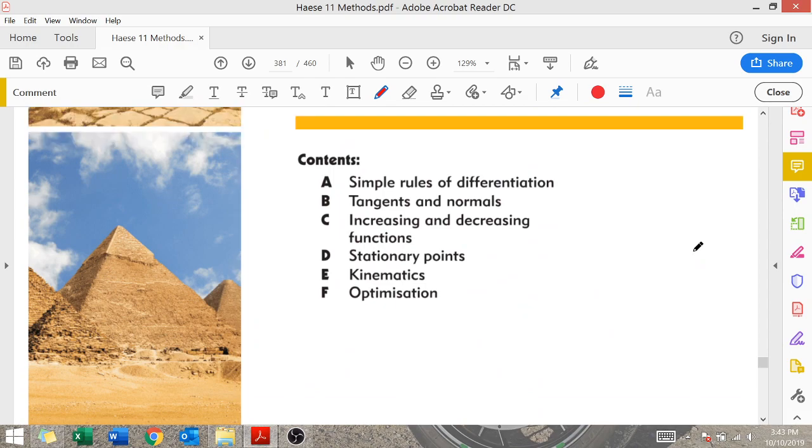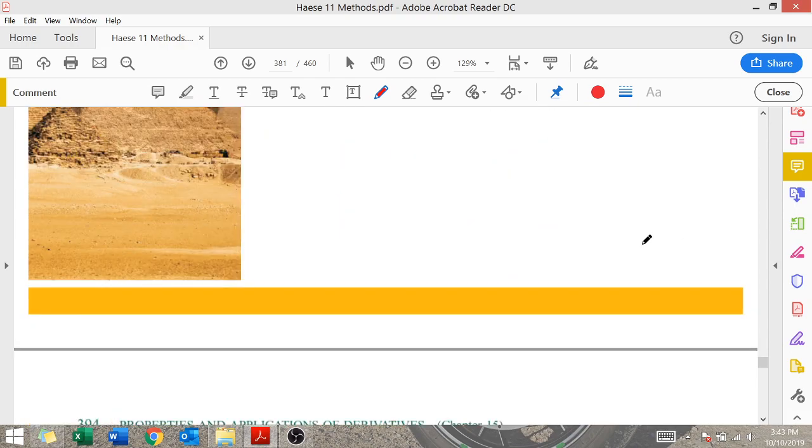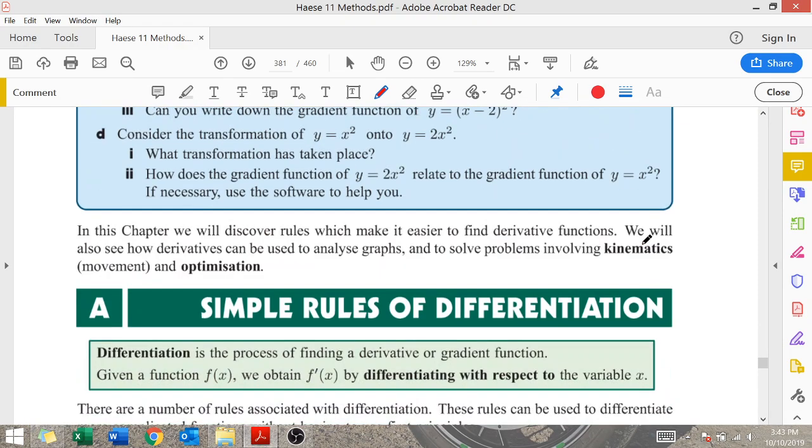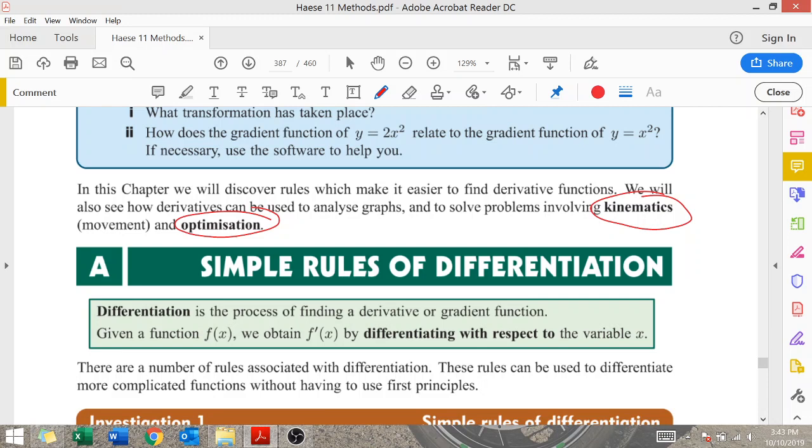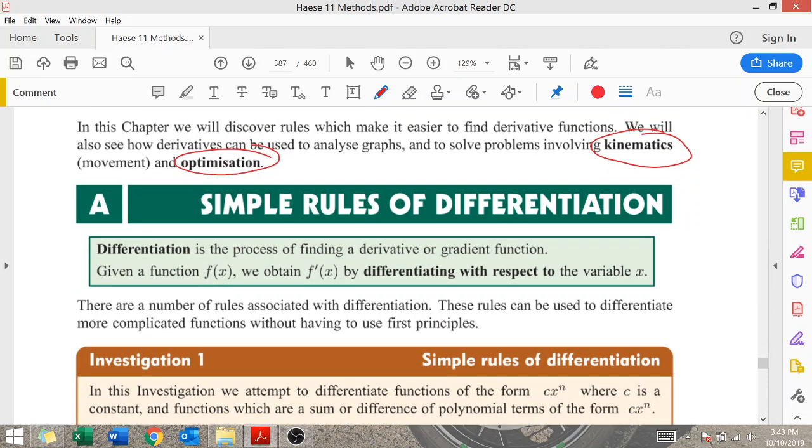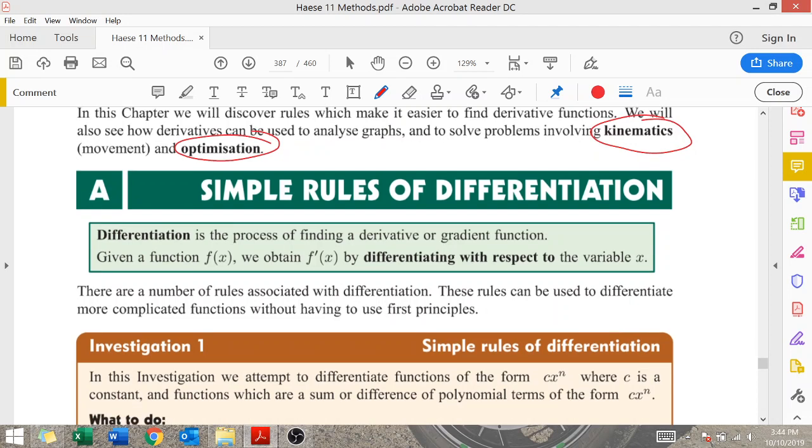And that's exactly what we're going to be looking at in this topic, the simple rules for differentiation, because we'll be applying these simple rules later on to some real-world problems involving kinematics, so moving things. If you do physics, you'll be familiar with that, as well as optimization, so optimizing different scenarios, and that will make a bit more sense as we move into it. So first of all, simple rules for differentiation, so you never have to see first principles ever again until you do a test.